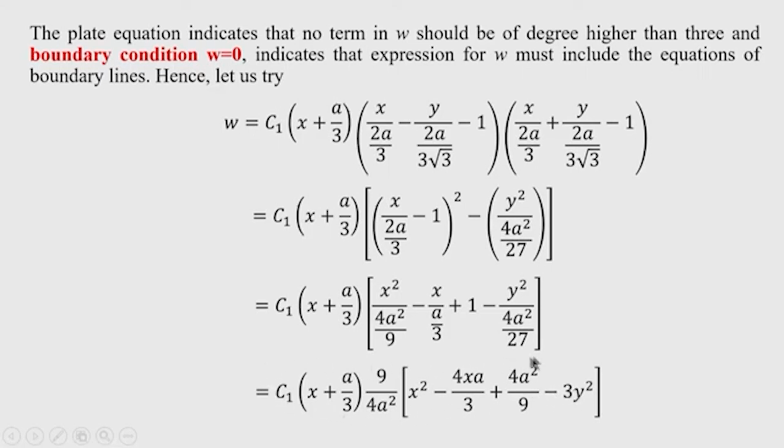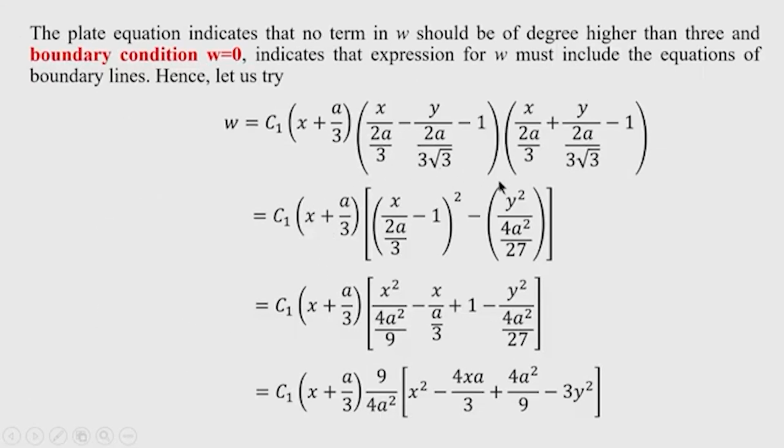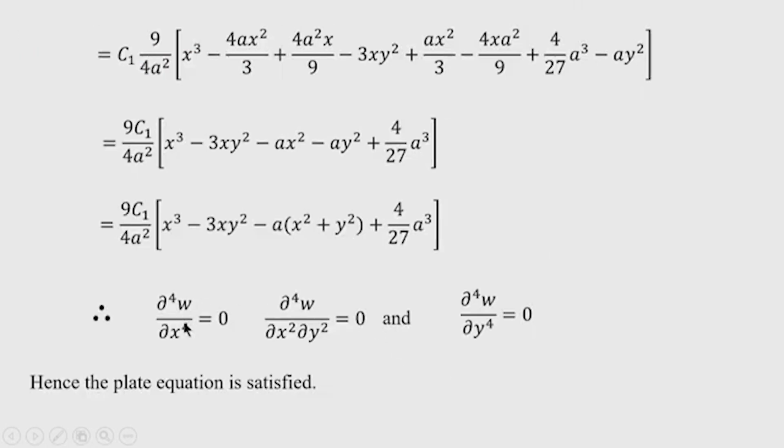So, this is the expression for the deflected surface, provided C1 is known, because this W is found to satisfy the boundary condition, but still the value of C1 is not determined, because the second boundary condition on the bending moment is not imposed till now. So, let us see what is the next step. Okay. So, after simplification we have got this, and we can see that if you take this expression of the deflected surface and take the fourth derivative of W with respect to x, and again this, you will find these are all 0.